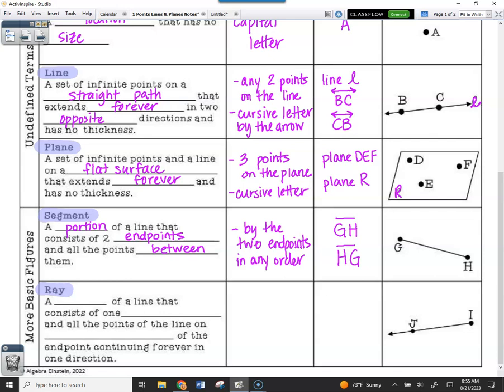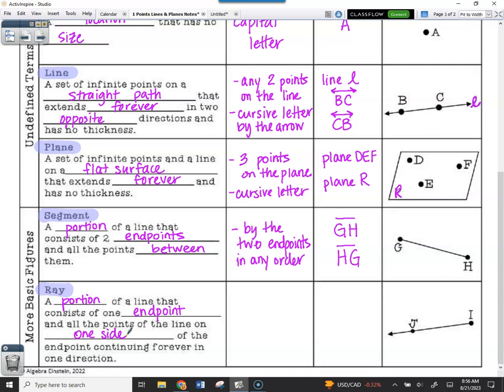Okay, ray. Ray is what you already understand in terms of the sun's rays. It starts and then it continues on. So a ray is a portion of a line that consists of 1 endpoint and all the points of the line on one side of the endpoint continuing forever in one direction.